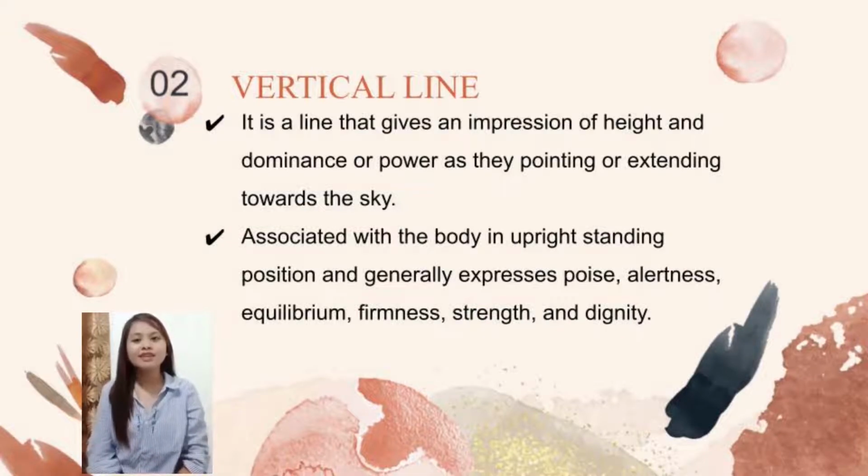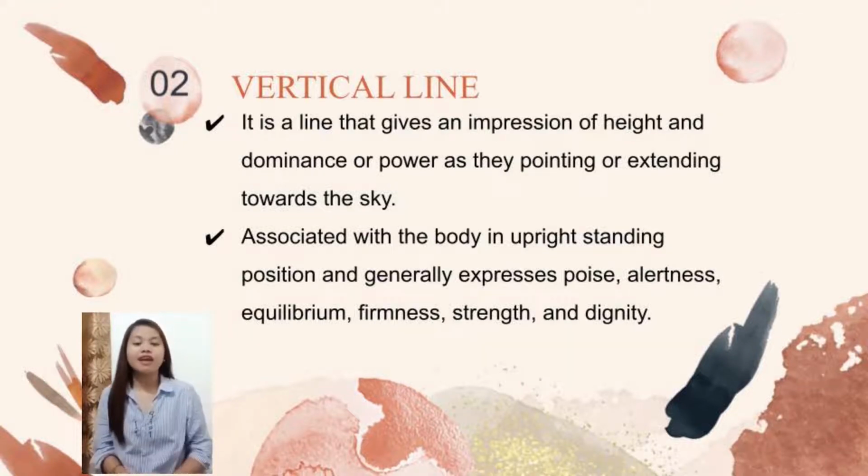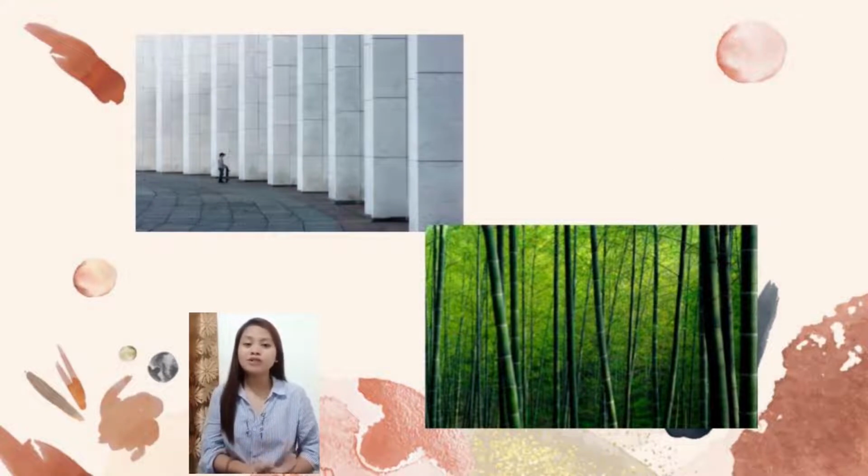And the next kind of line is the vertical line. It is a line that gives an impression of height and dominance or power as they point or extend towards the sky. And also it is associated with the body in upright standing position and generally expresses poise, firmness, equilibrium, strength, and dignity. And here are some examples of a vertical line.